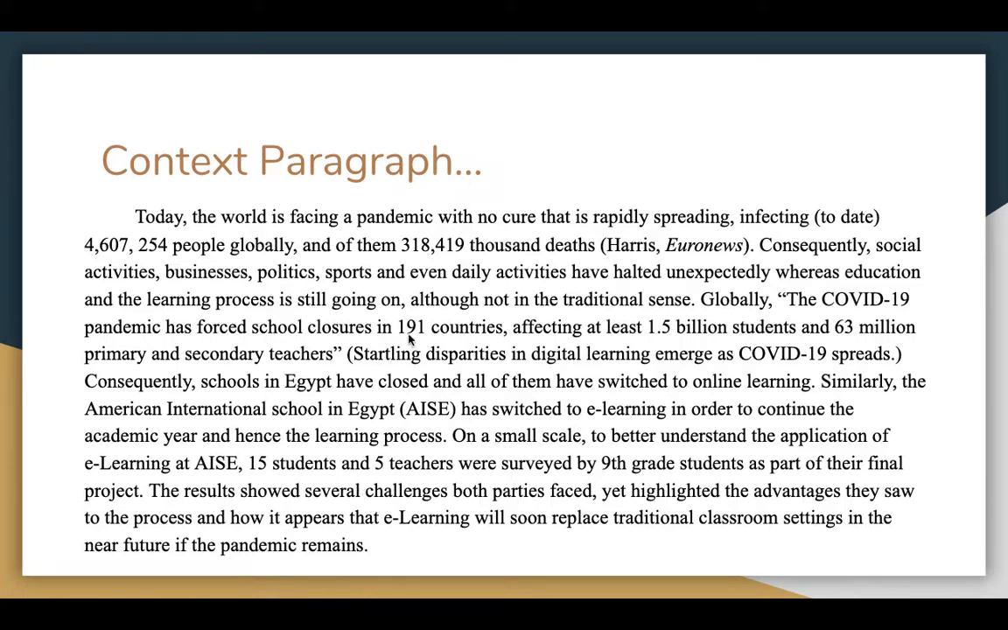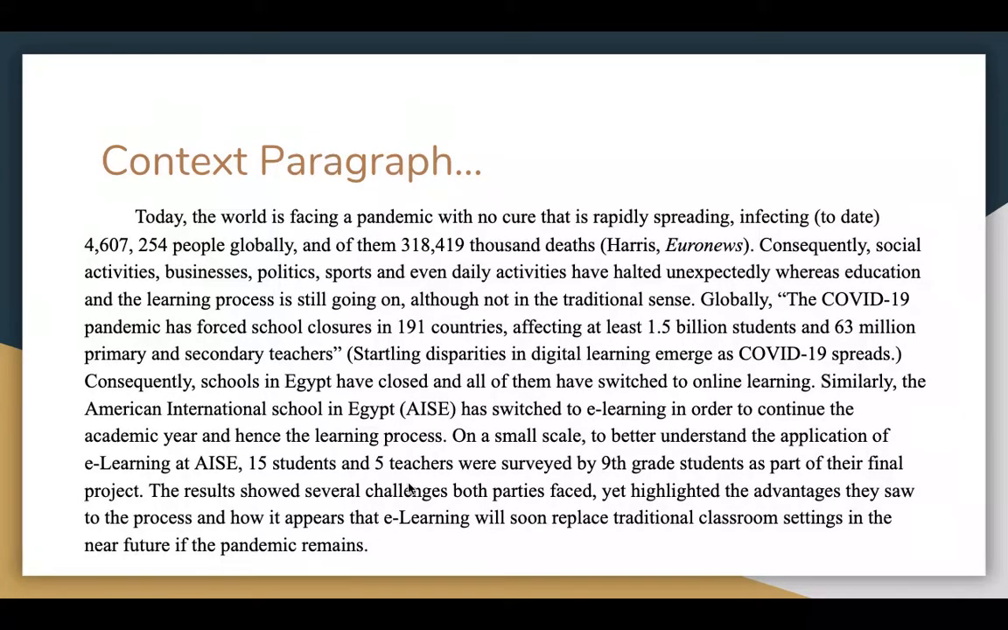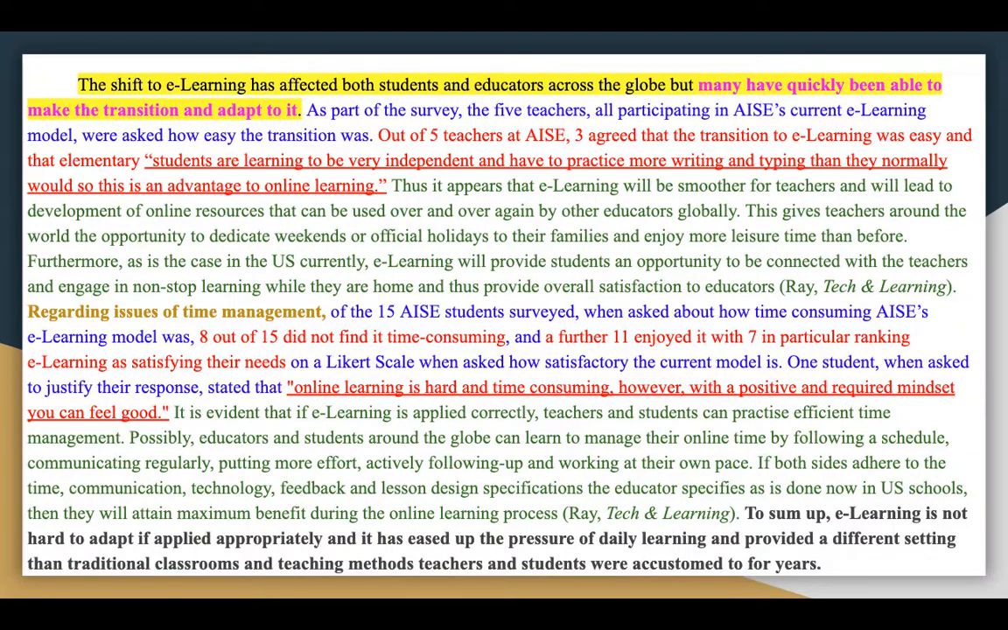Perfect. He's explained why we're going online. He's explained what COVID-19 is and how it's affected schooling. He's talked about AIS. He's talked about the project. He's talked about who was surveyed. Everything you need for a context paragraph. Everything else now, to someone who doesn't know what's going on, it all makes sense. So let's have a look at one of his body paragraphs.